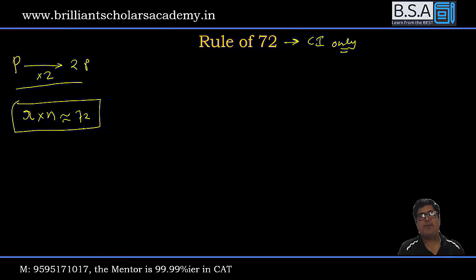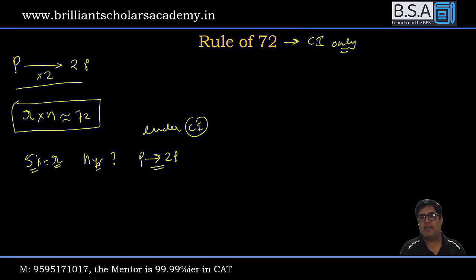Like the question is, I have 5% as rate of interest. How many years do I have to wait for my money to be doubled? Under CI. CI is critical. This is not for SI, this is CI. So we say 5 multiplied by n is equal to 72. n is equal to 72 by 5, which is 14.4 years.